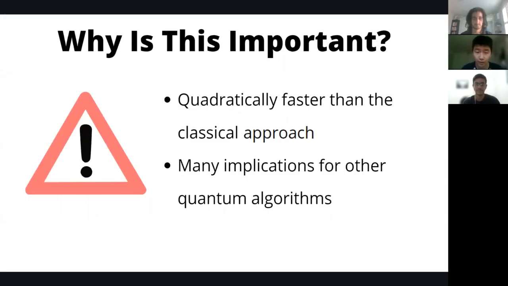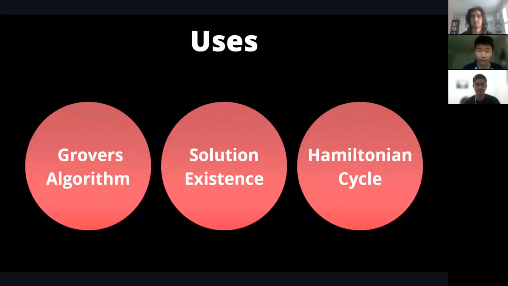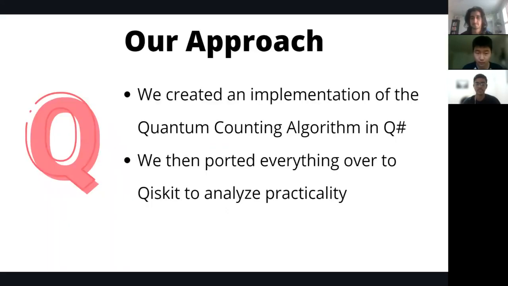Now that we know the algorithm, why is it significant? QC is quadratically faster than the classical approach and is used as a subroutine for many other quantum algorithms. Some uses for QC are for Grover's search algorithm, which needs the number of correct inputs to find the values of the solutions. We can also check if a solution exists or not. Finally, this can be used to determine the existence of a Hamiltonian cycle. We implemented the algorithm in Q# and imported it over to Qiskit to analyze the algorithm.